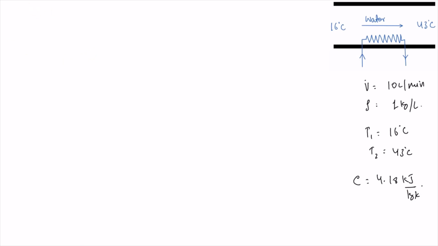Now first we will be calculating the mass flow rate of water, that is m dot is density into volume flow rate. So density we have 1 kg over liter times the volume flow rate is 10 liter per minute. So after solving this, we'll get the mass flow rate as 10 kg per minute. Or if we convert this into kg per second, we'll get 1 by 6 kg over second.